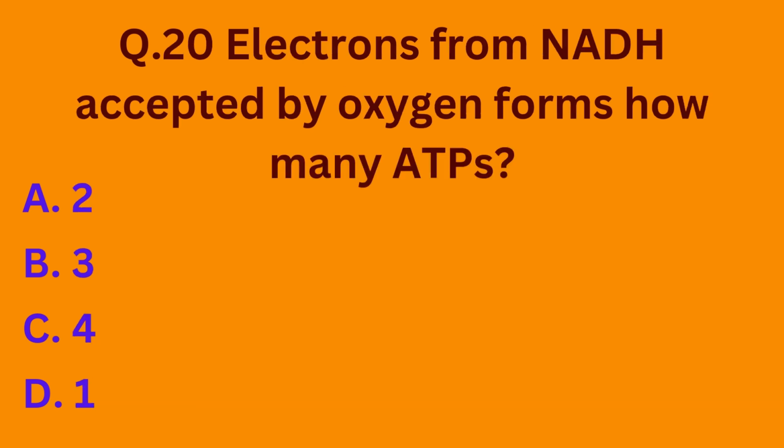Coming to next question, question number 20. Electrons from NADH accepted by oxygen forms how many ATPs? Option A, 2. Option B, 3. Option C, 4. Option D, 1. The correct option is option B, 3 ATPs.